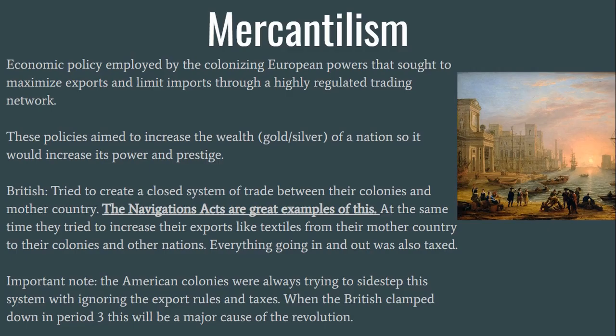At the same time, they tried to increase their exports like textiles from their mother country to their colonies and other European powers. Everything going in and out was taxed. Important note, the American colonies were always trying to sidestep this system by ignoring the export rules and taxes. When the British clamped down in Period 3, this will be a major cause of the revolution.